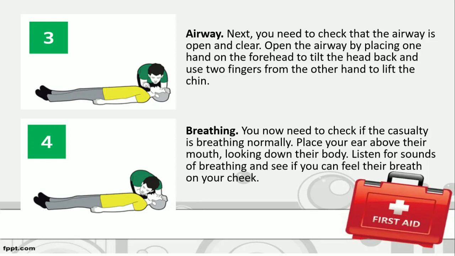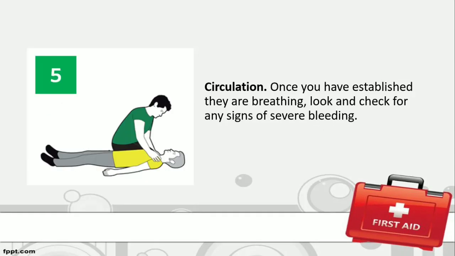Again, we are all familiar with the stops, kung kailan tayo mag-stop in giving CPR, diba? Lastly is check for circulation. So once you have established they are breathing, look and check for any signs of severe bleeding. So if they are bleeding severely, you will need to control and treat the wounds and call also for 911 for emergency.